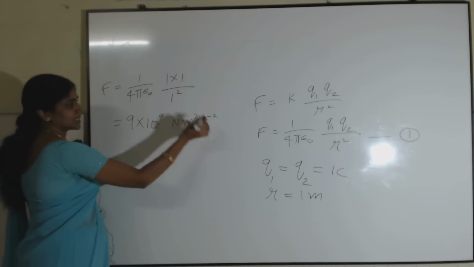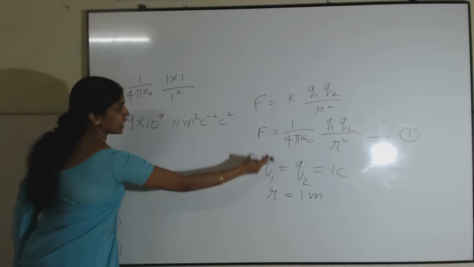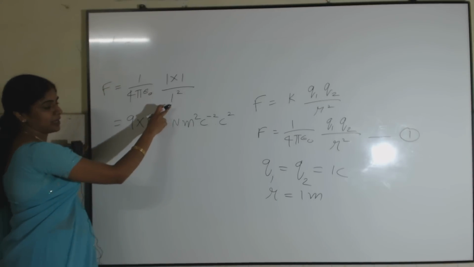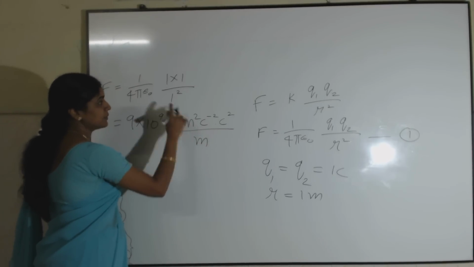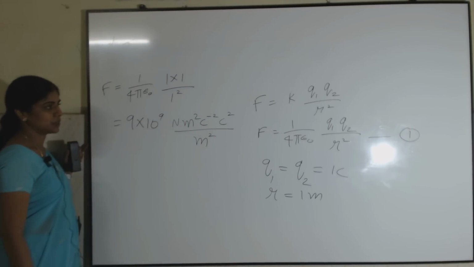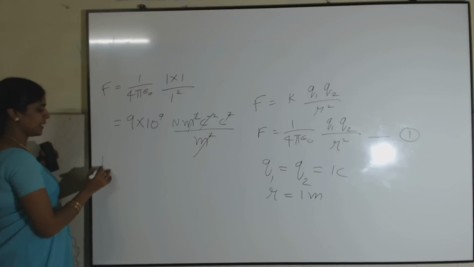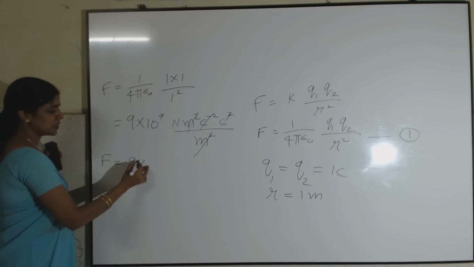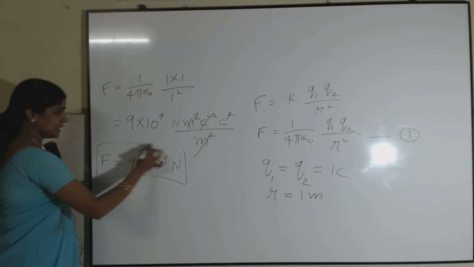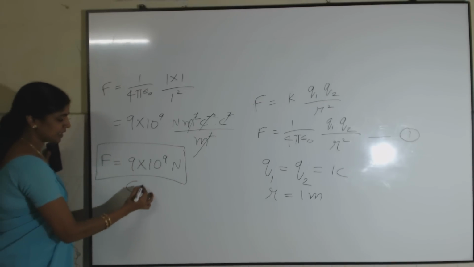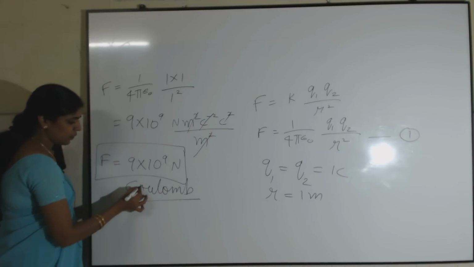Here, these are nothing but your charges. Coulomb into coulomb will become C square. And here I have distance in the denominator, so the unit for distance is meter. So it is meter square. So what happens to this? It gets cancelled. So finally I will get F is equal to 9 into 10 power 9 Newton. By this I can also define 1 coulomb. How can I define 1 coulomb?